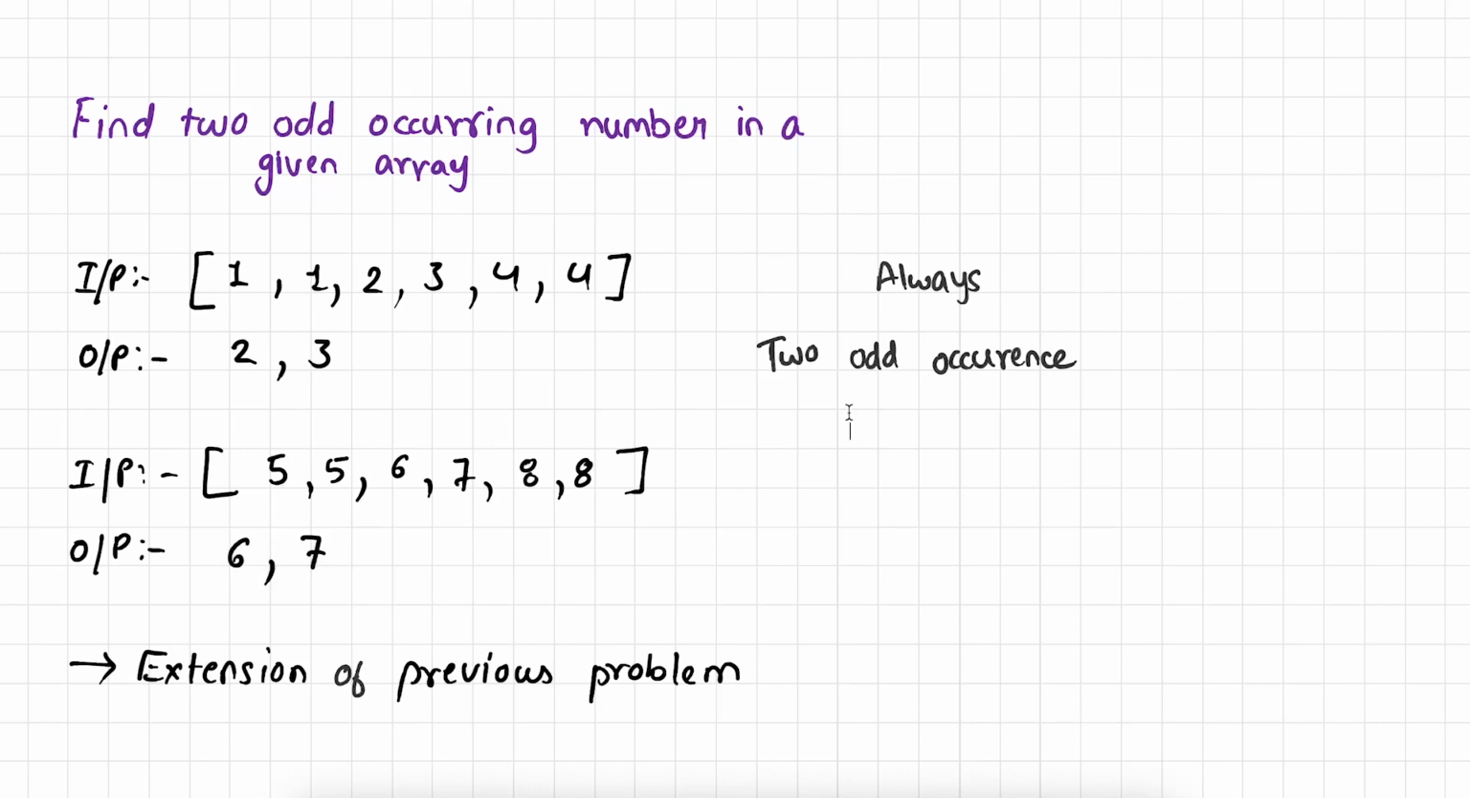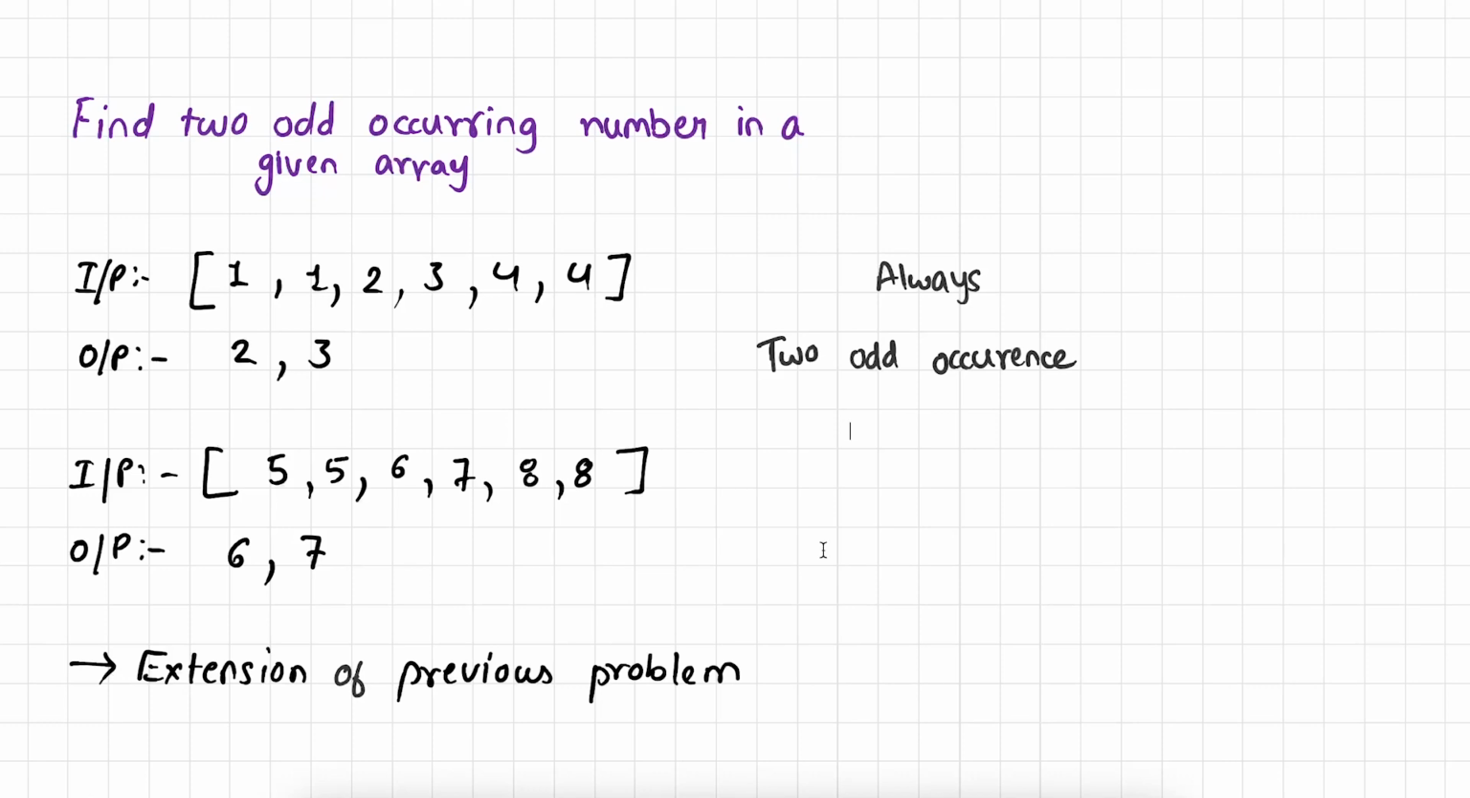Here I would like to tell you one thing: in this problem, there are always going to be 2 odd occurring numbers. It's never going to happen that you get 3 odd occurring numbers or 1 odd occurring number. It's guaranteed that you will always get 2 odd occurring numbers.